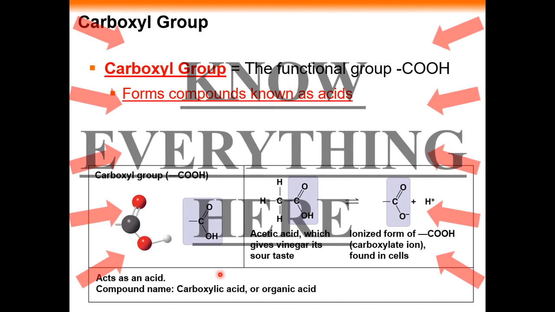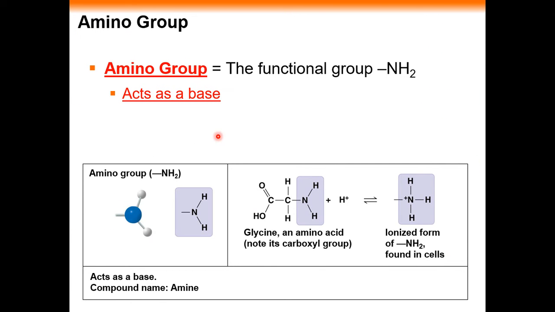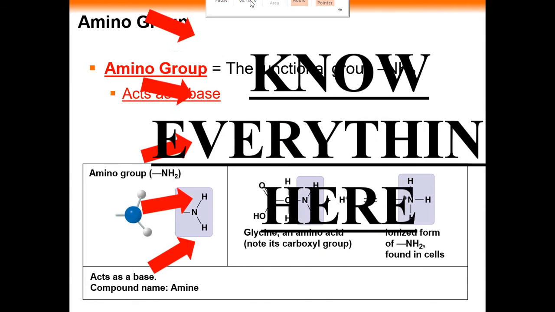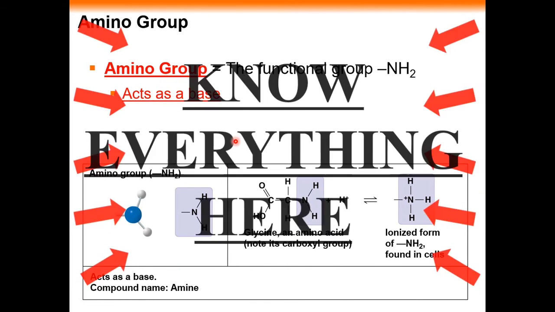And then know what they form: acids, alcohols, or in this case, a base. So this is an amino group, NH2. Here's a picture of that. And these act as a base. So the amino group, NH2, acts as a base. And that's really, really important to understand.